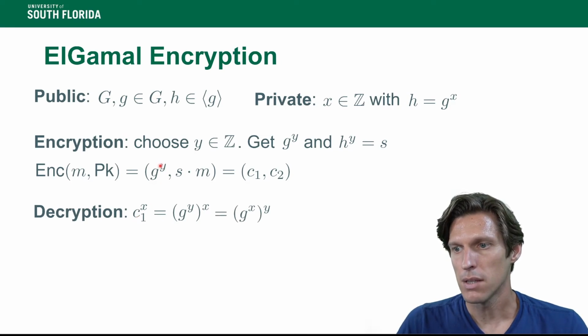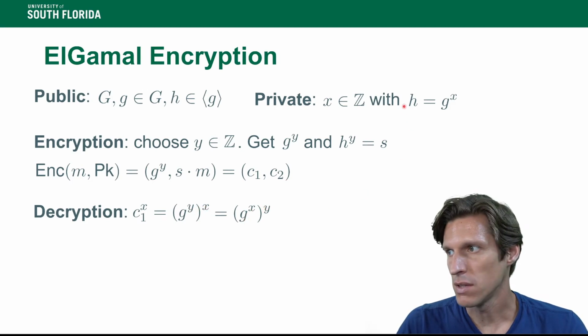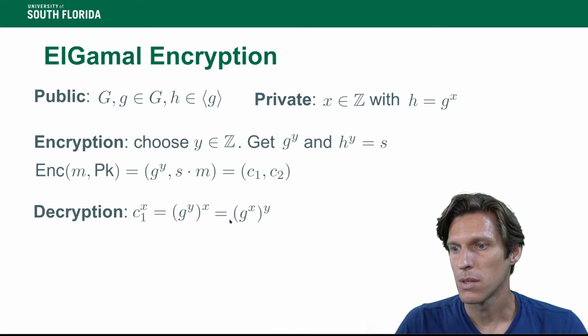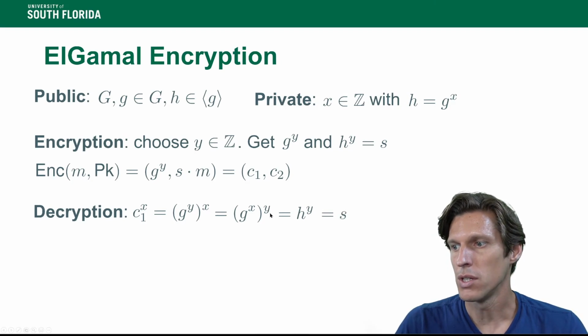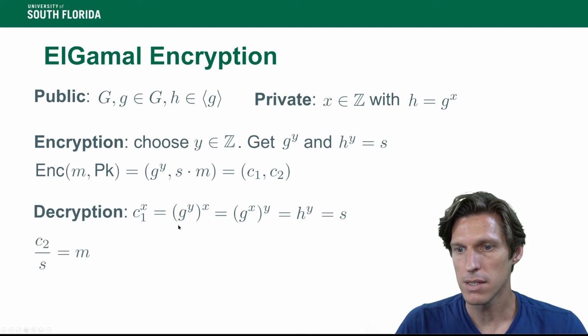Well, they take this first coordinate, which we call C1, and raise it to the power X. That equals G to the Y to the X, which also is G to the X to the Y. And G to the X, remember, is H. So the person who does this is in fact able to recover H to the Y. Now they won't know what Y is, but that's okay, because once you have H to the Y, you have S, and you're able to divide the second coordinate of the ciphertext by S to recover M.